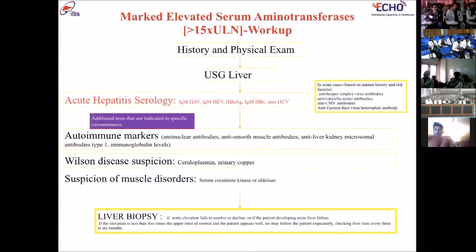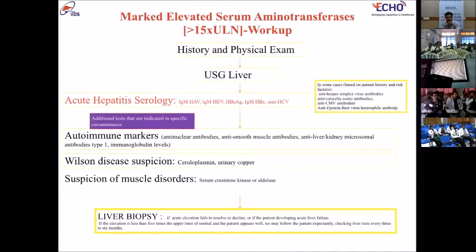So when the patient presents with markedly elevated aminotransferases, the initial part is to look at the history, then the physical examination. Initially, look for the serology of acute hepatitis, usually IgM HAV, IgM HEV, hepatitis B IgM anti-core. Anti-HCV usually doesn't cause acute hepatitis. It is very rare with hepatitis C to have a marked elevation in transaminases.